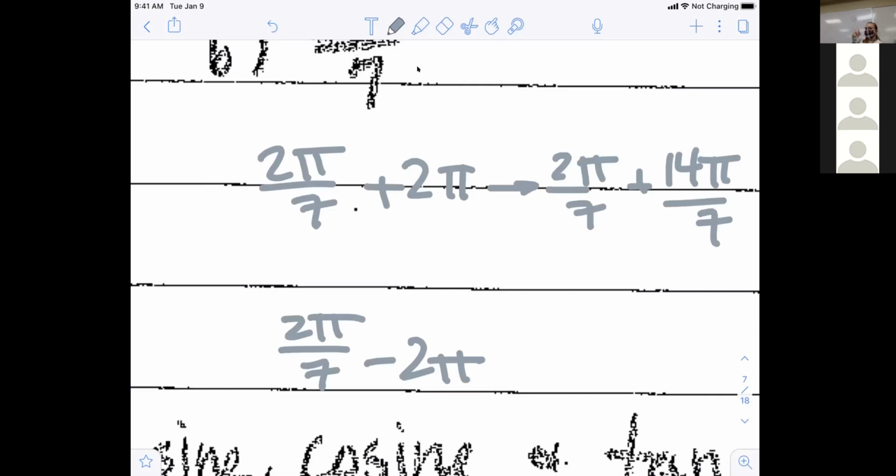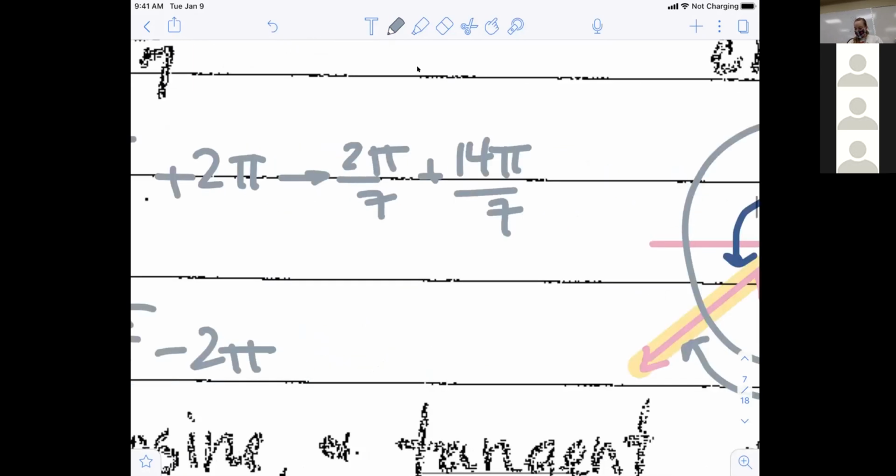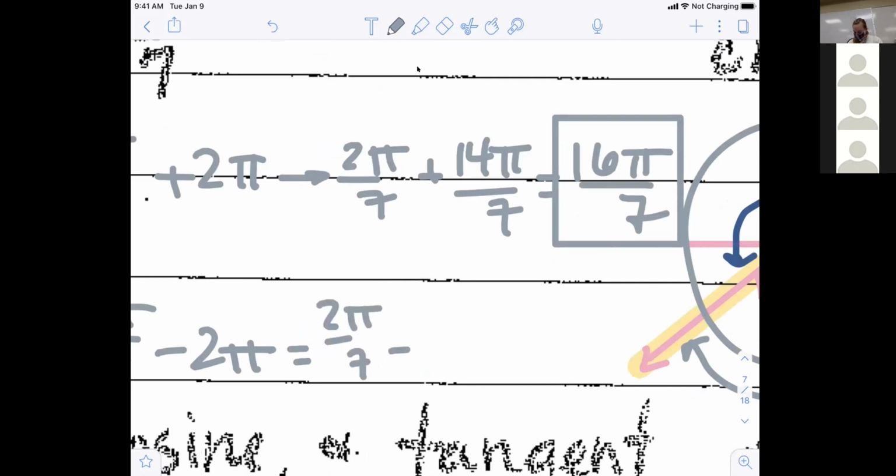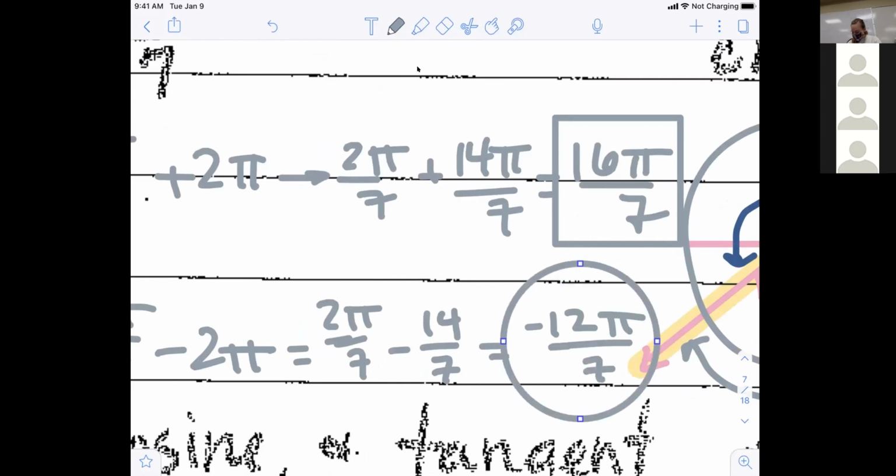Okay, quick fraction reminder if you were not. We're used to getting like denominators. We've done it before, but sometimes we've stuffed so many things in your brain that we forget. Just a little reminder about fractions. 2 pi over 7 plus 14 pi over 7 is 16 pi over 7. And then 2 pi over 7 minus 14 pi over 7 is going to be negative 12 pi over 7. And we actually lucked out because 16 over 7 and 12 over 7, there's no way to simplify that. So that's as simple as that one gets.